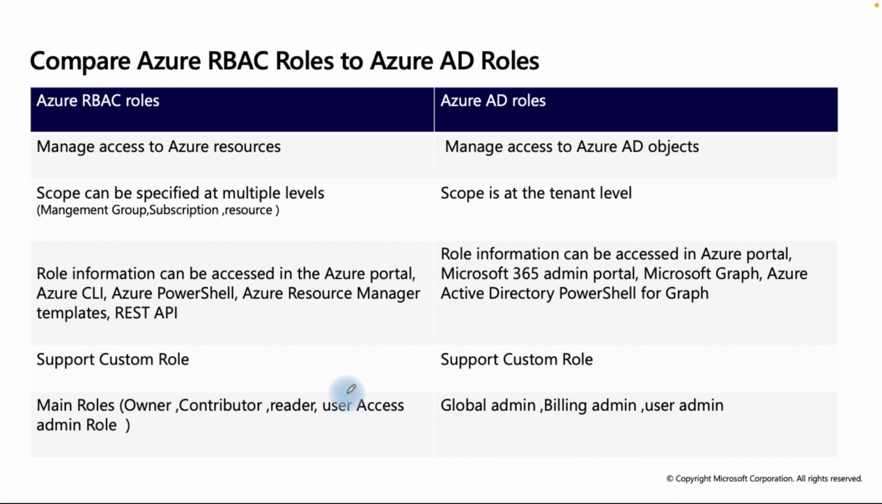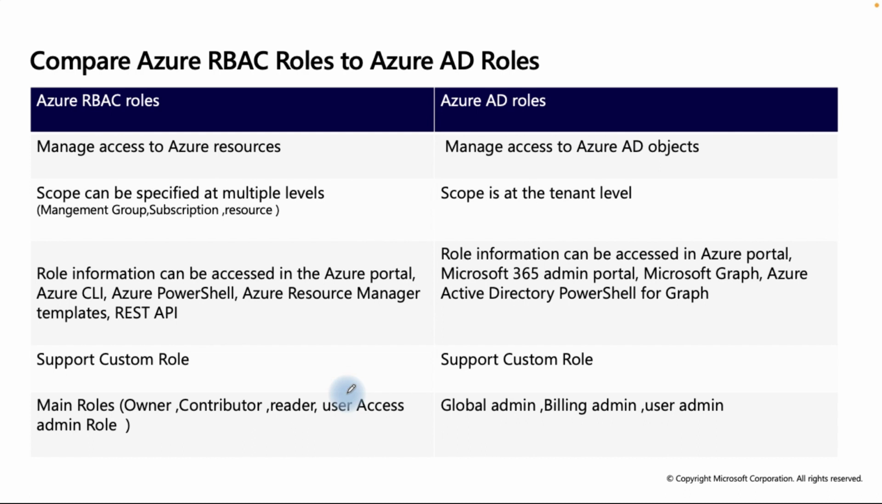Compare Azure RBAC role and Azure AD role. Very important: in the exam, remember that Azure RBAC role is always at the Azure resource level. It manages access to Azure resources. Azure AD role is only tenant level, for Azure AD objects in the tenant. Objects means user, group, device, and application level. And scope can be specified at multiple levels. What does multiple levels mean? You can give the role at the management group, subscription, resource group, and resource level. But Azure AD is only the tenant level, only one object level.